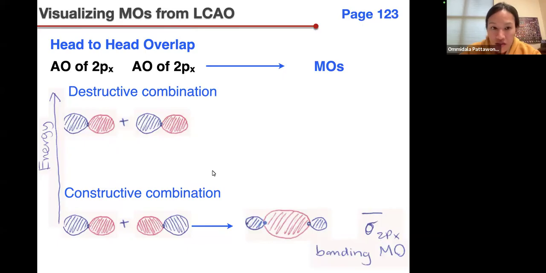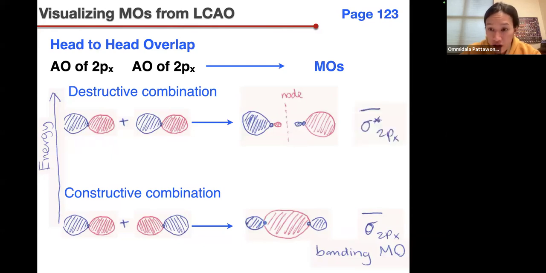From the 2px, the picture that results from this combination is that these two cancel each other out. You're going to have a node where these two cancel each other out and the other would be the same. This is where you cannot find any more electrons. It's still head-to-head overlap, so it would be sigma, but we indicate with the star that this comes from destructive combination. So this is sigma star 2px anti-bonding molecular orbitals.